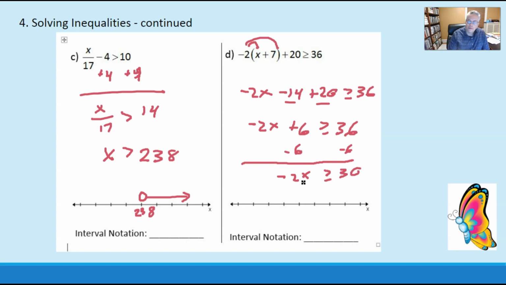And here we go. We're dividing by a negative, so we're going to have to flip the inequality. When I divide by negative 2, I get x. I have to flip it, less than or equal to negative 15. All right, I can put negative 15 here and still graph that. Solid dot to the left. So just like equations, all those skills are going to pay off for you. Just remember, you have to flip the inequality if you multiply or divide by a negative number.